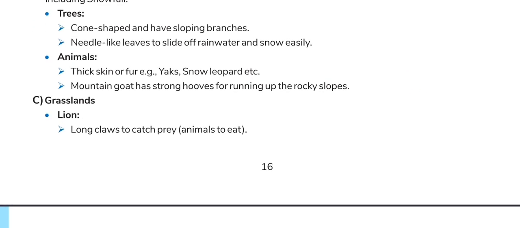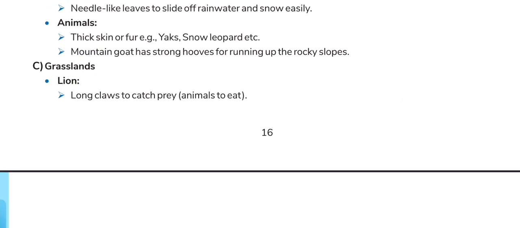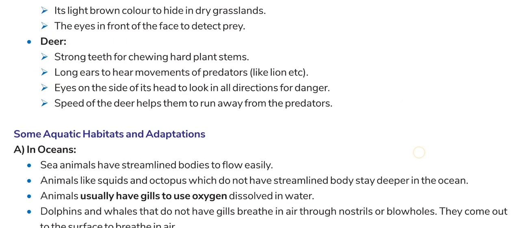C. Grasslands. Lion. Long claws to catch prey animals to eat. Its light brown color helps it hide in dry grasslands. The eyes in front of the face to detect prey.